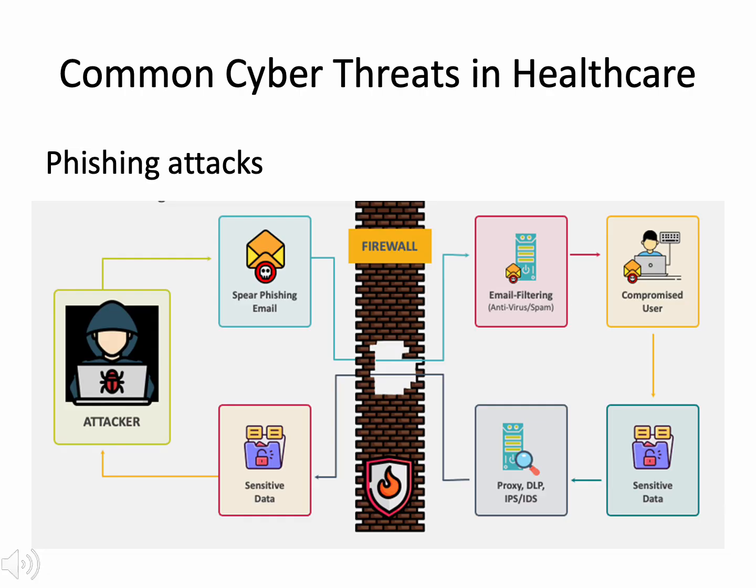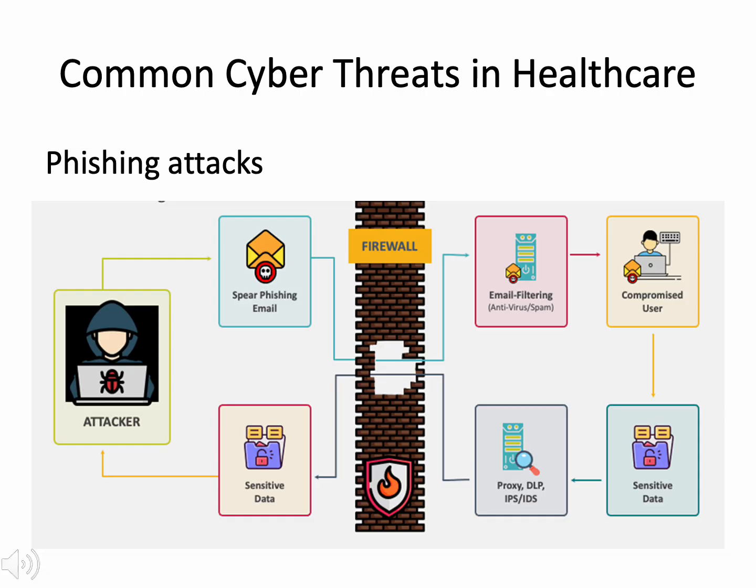This is often called a spear phishing email, crafted to appear legitimate and convincing. 2. Bypassing the firewall. The email is sent to the target organization. It passes through the firewall, which is designed to filter suspicious traffic, but some phishing emails can still slip through due to sophisticated evasion techniques.